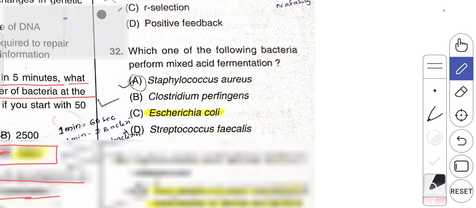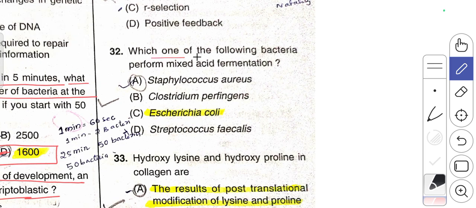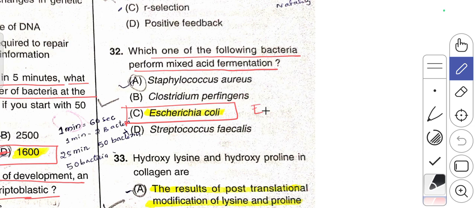32 question. Which one of the following bacteria performs mixed acid fermentation? That is Escherichia coli, that is E. coli. C is the right answer.